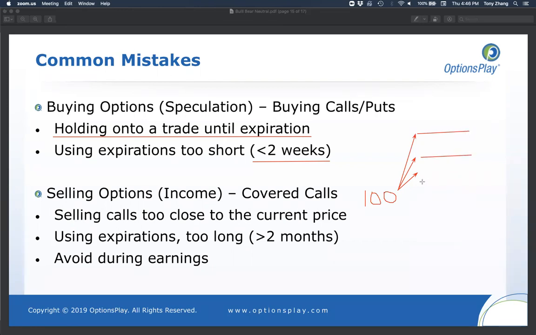You don't want one of these really low strike prices, because one of the reasons that we see a lot of users pick these really low strike prices is that you're going to get more income on those lower strike prices. So a lot of people tend to gravitate towards selling covered calls that have more income. But that usually is a mistake to make. You want to sell covered calls that are relatively far away.